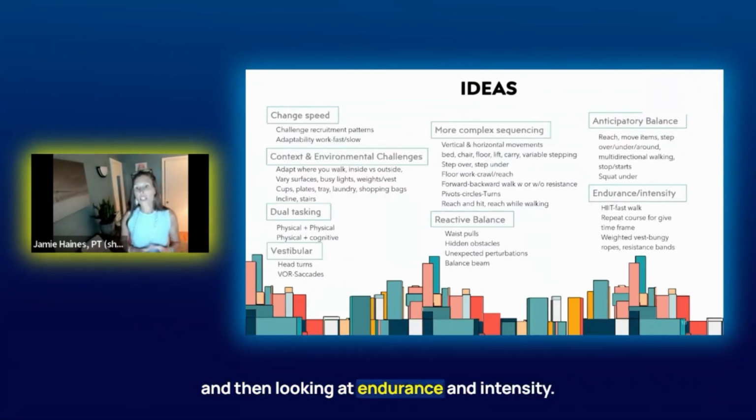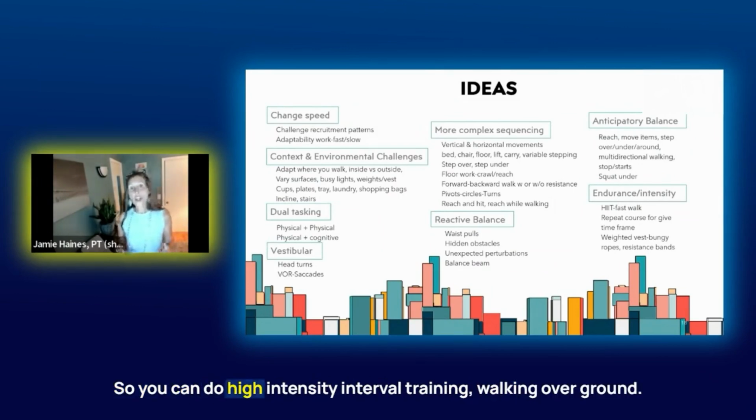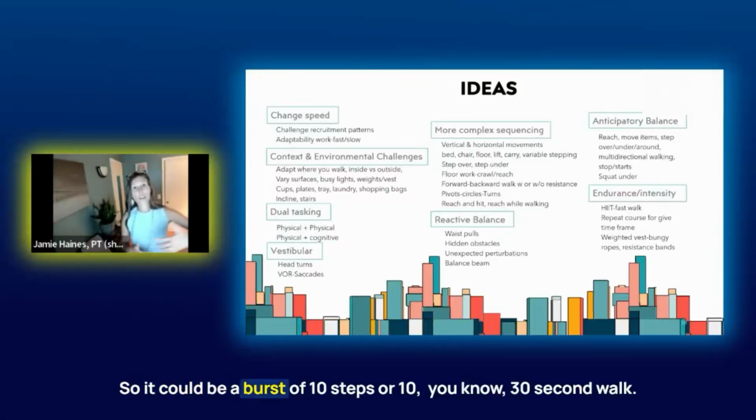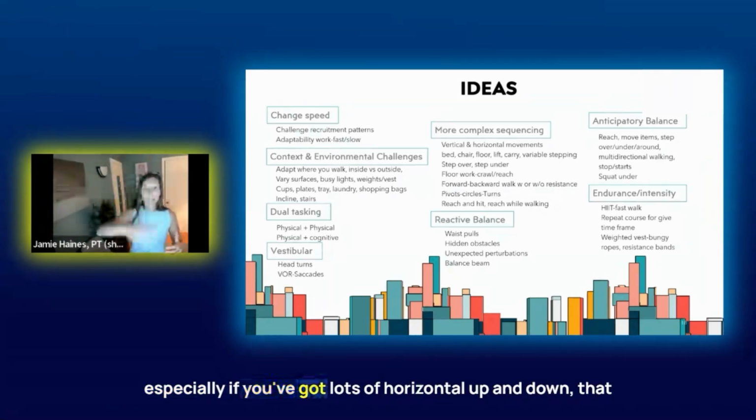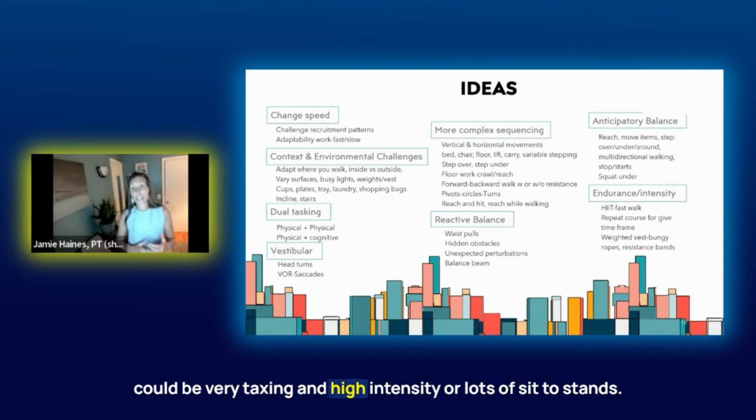And then looking at endurance and intensity. So you can do high intensity interval training walking over ground. So it could be a burst of 10 steps, or a 30-second walk. You've got to have that space, right? So that might be a limitation. But you could repeat a course, especially if you've got lots of horizontal up and down. That could be very taxing and high intensity.